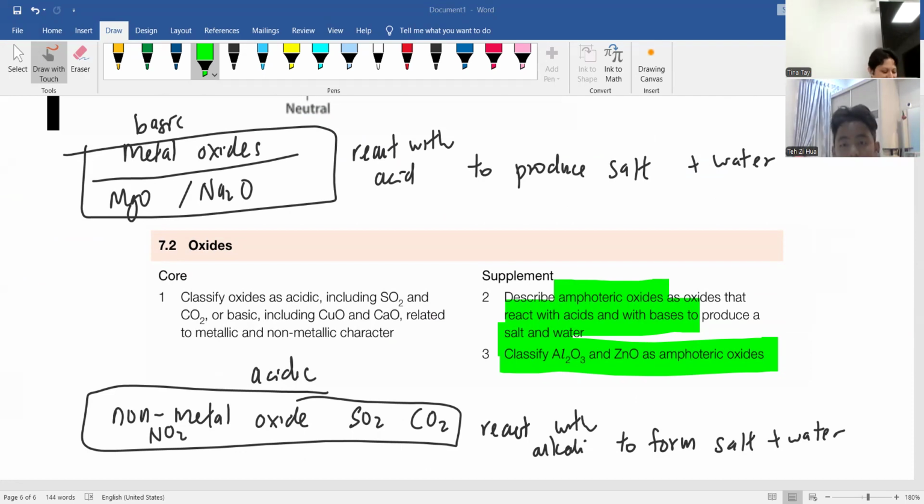Is acid rain a strong acid or a weak acid? Weak acid. It won't kill you like that, but it's still acidic. Okay. Do you understand? Yes.